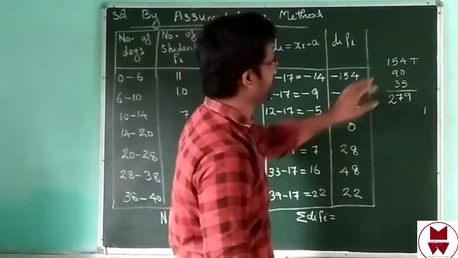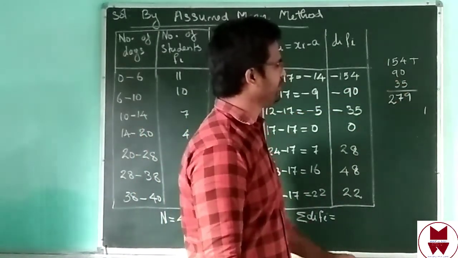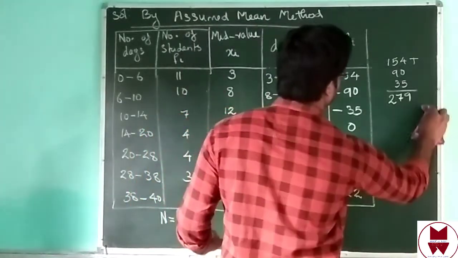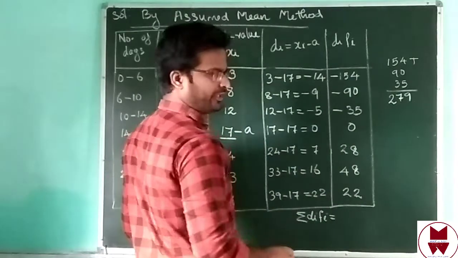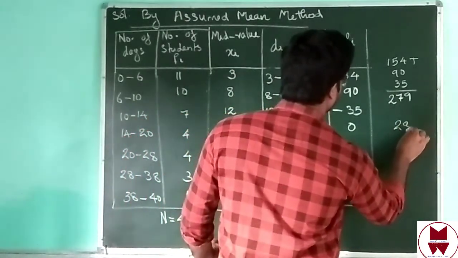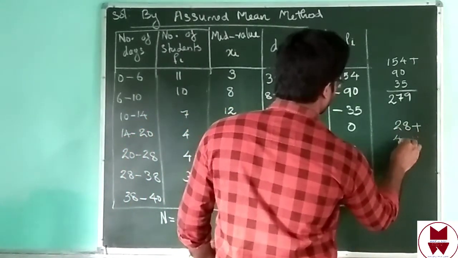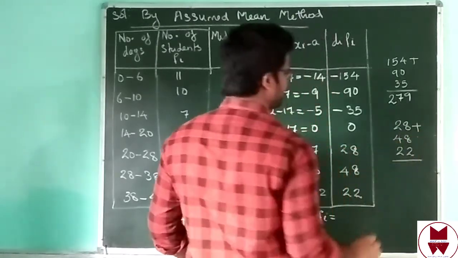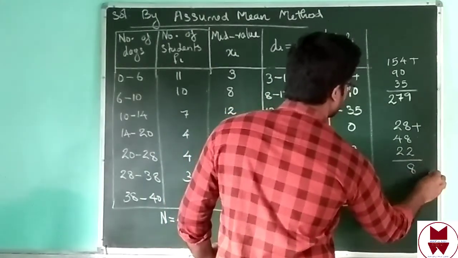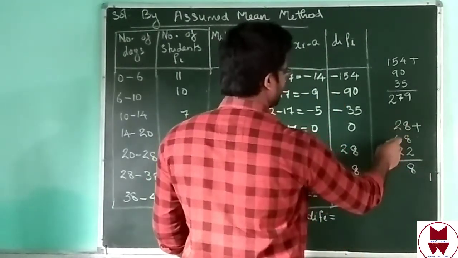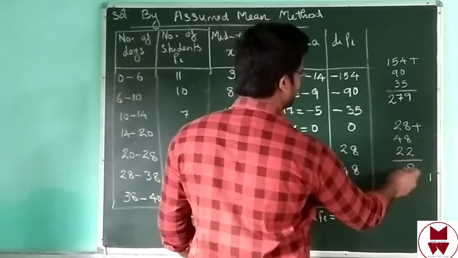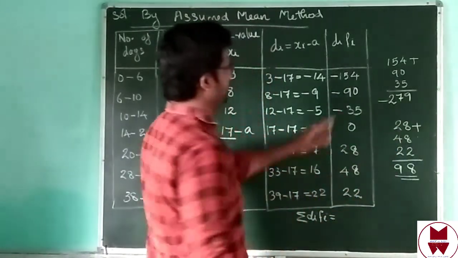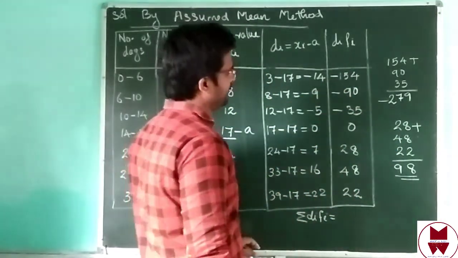If you add 154 plus 90 plus 35, you will get 279. Then add the positive numbers: 28 plus 48 plus 22. 8 plus 8 is 16, plus 2 is 18, remainder 1. Then 2 plus 4 is 6, plus 2 is 8, plus 1 is 9. Then this is a negative number, because we added only negative numbers.